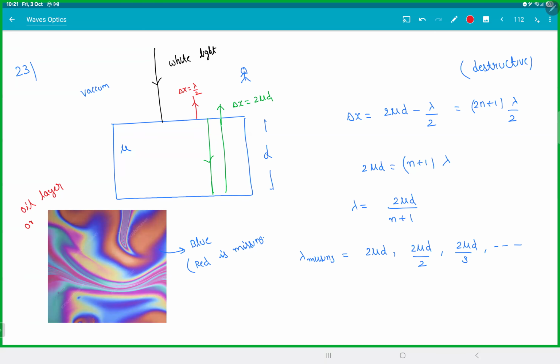There's an oil layer on water. So next time when you see this, you must have seen this, isn't it? If you drop some oil into the water, you will always see these colors. This is actually an interference. Got it?